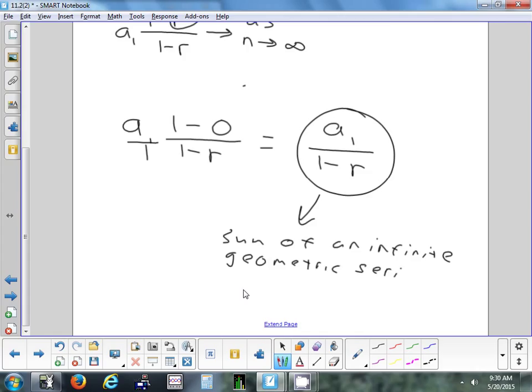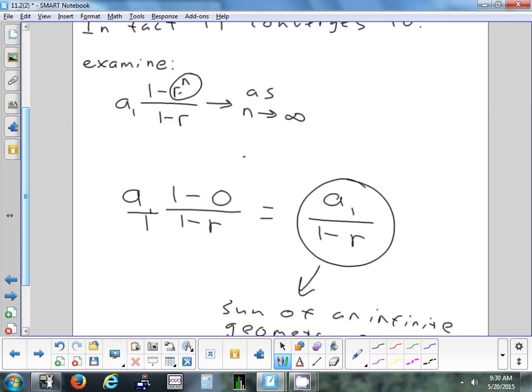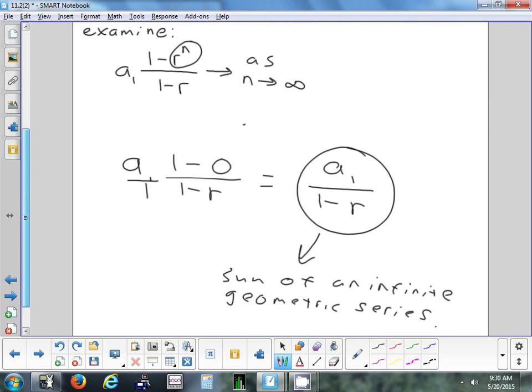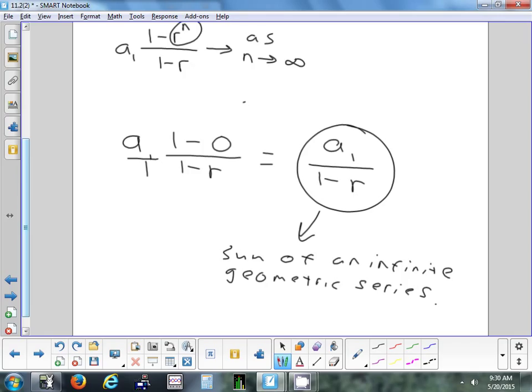It's all based off of the formula we did yesterday, the sum of a finite geometric series. So this term that we circled basically becomes not important at all. It approaches 0. So we just focus on the other part. Okay, any question on that formula?